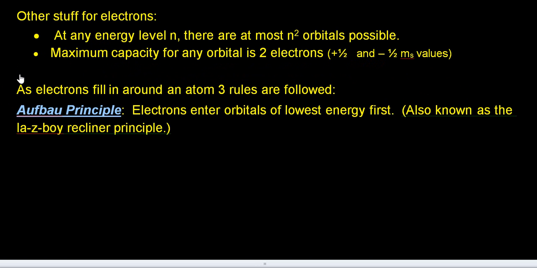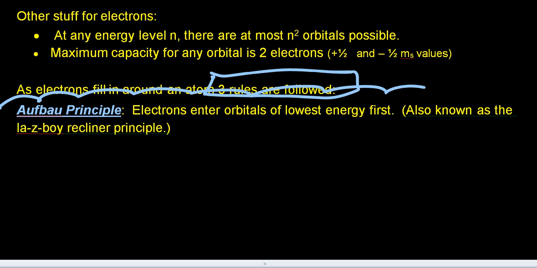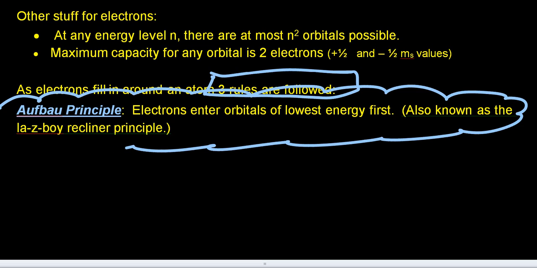A couple more things is that as electrons fill in around atoms, there are 3 rules that govern how the electrons fill in. The first of these, known as the Aufbau principle, affectionately also known as the lazy boy recliner principle, tells us that if electrons have an option, they're going to enter the orbital of lowest energy first, prior to filling orbitals of higher energy.